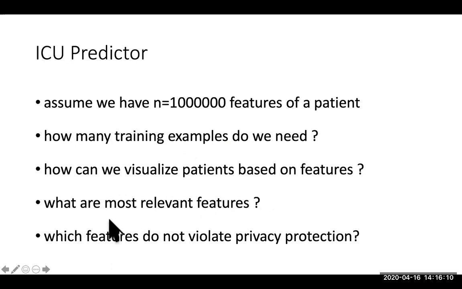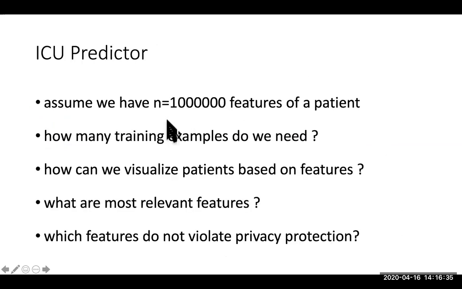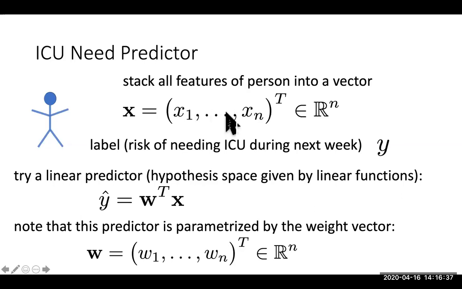Another important application domain for feature learning is to learn features, or to transform the raw data into a new set of features, that do not violate privacy constraints. So for example, if this feature here contains the social ID of the person, you might throw away this feature immediately. You might not want to use this social ID of a person. And feature learning allows to learn features that do not violate privacy, but still are informative enough to solve the prediction that we are interested in. For example, predicting the need for an ICU.